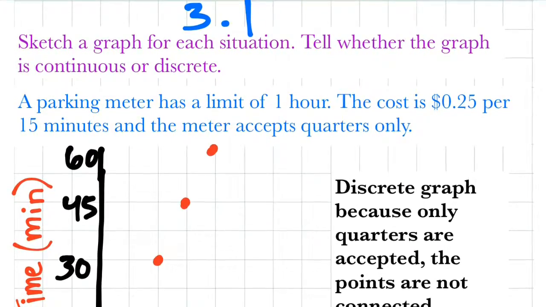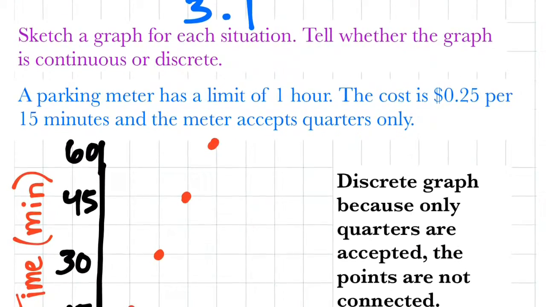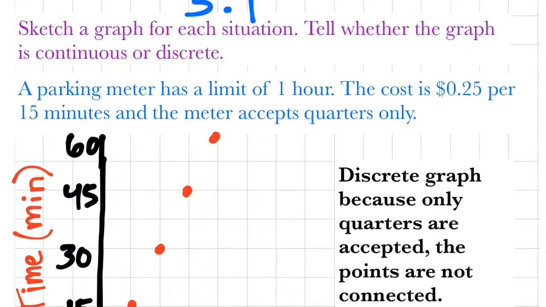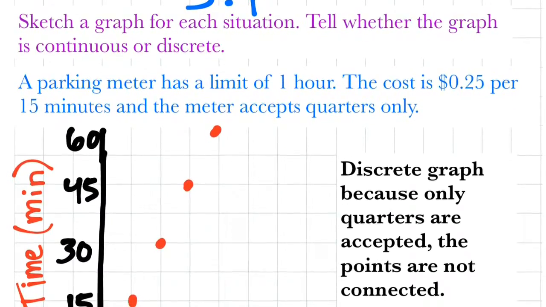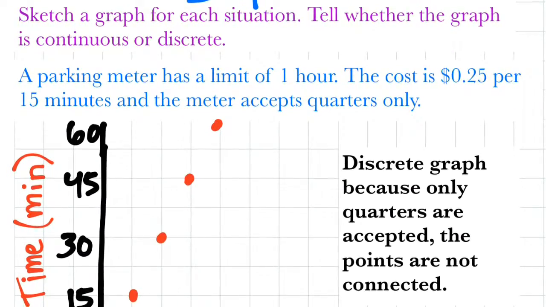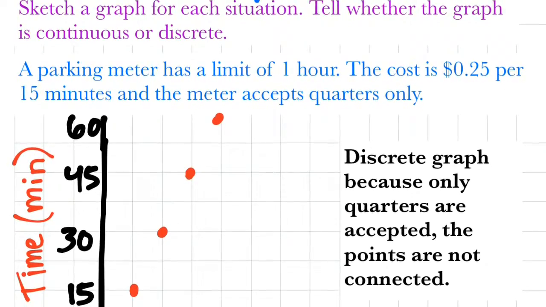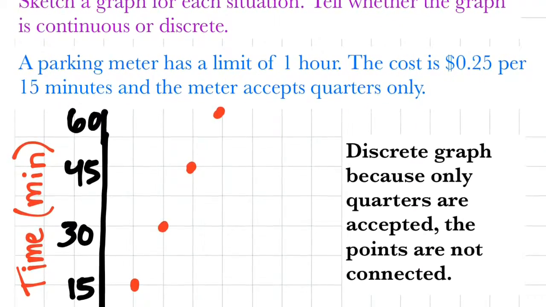This is section 3.1. It says sketch a graph for each situation. Tell whether the graph is continuous or discrete. For example, a parking meter has a limit of 1 hour. The cost is $0.25 per 15 minutes and the meter accepts quarters only.